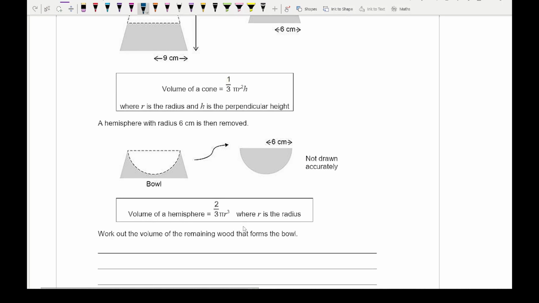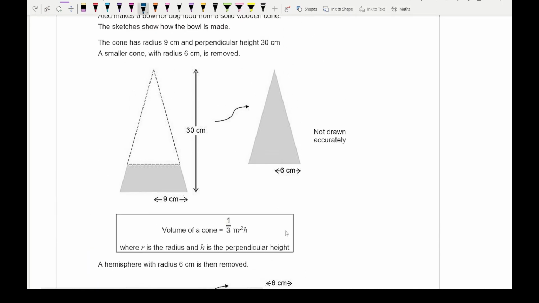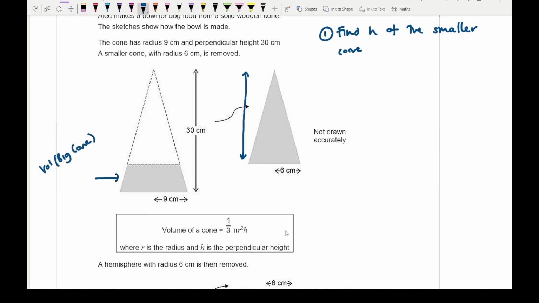So what we need to do is work out the volume of this bowl here, which is basically a hemisphere taken from a frustum. So in terms of work, what we need to do first is find the height of the smaller cone. So in other words, we need to find the height of this. To work out the volume of this here, that's going to be the volume of the big cone minus the volume of the small cone.